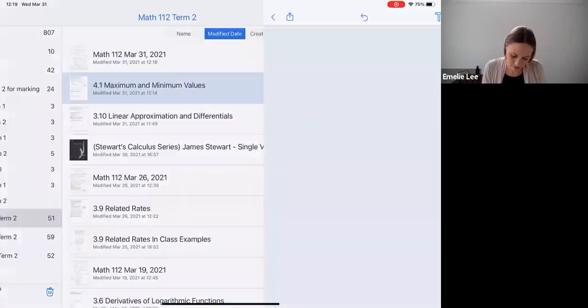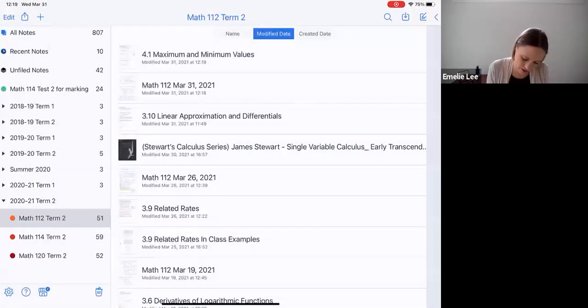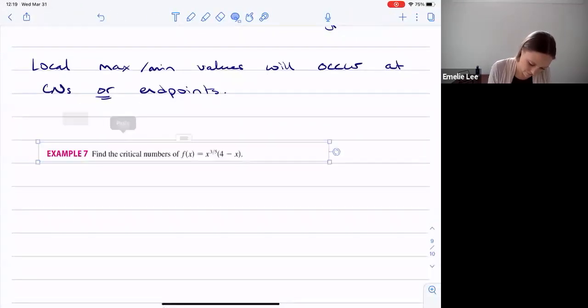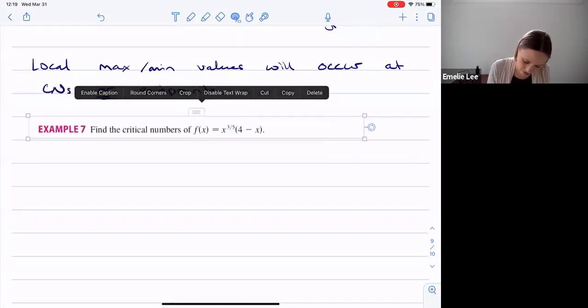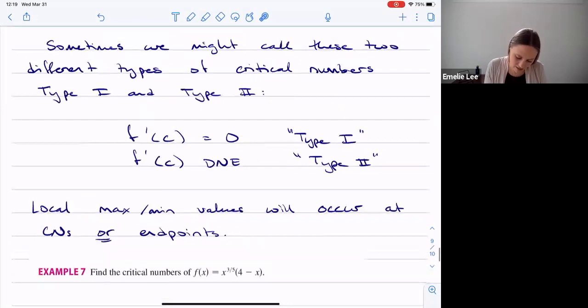So first, we're going to practice just finding critical numbers. Find the critical numbers of this function, x to the 3 over 5 times 4 minus x. Of course, the first thing you have to do is find the derivative. Notice that in either case for these critical numbers we have to have the derivative. Then we need to identify values of c where it's either equal to 0 or it doesn't exist.